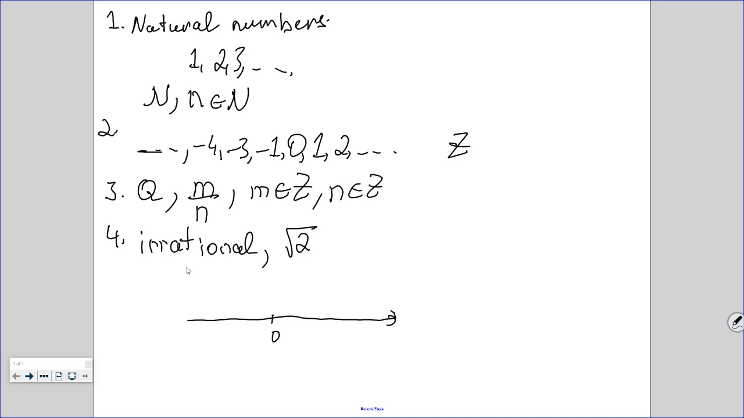By ordered field, it means if we have two numbers, let's say a, b, that belong to the real number system, which we call R, then we can definitely say that either a is less than or equal to b, or b is less than or equal to a, or both.